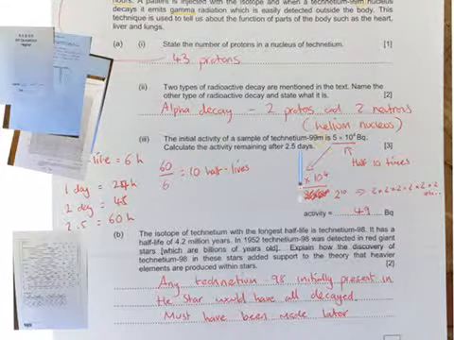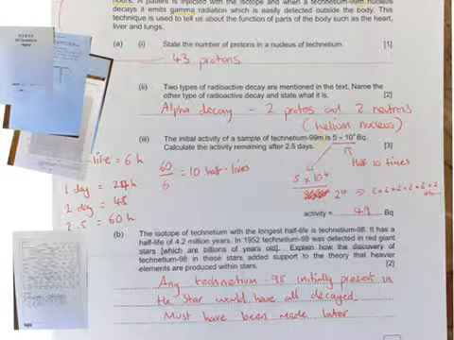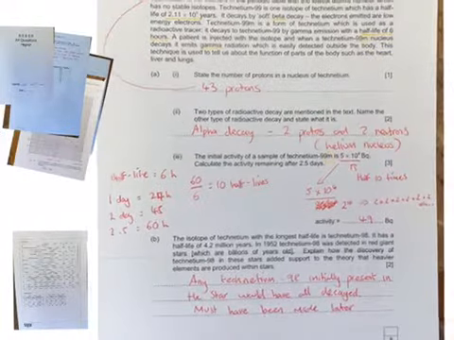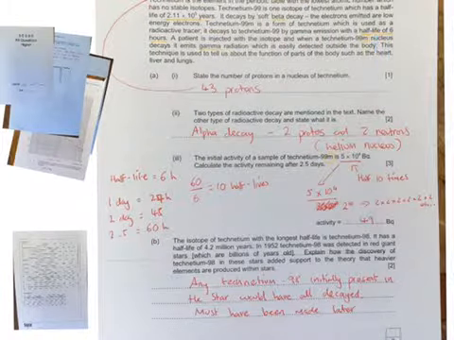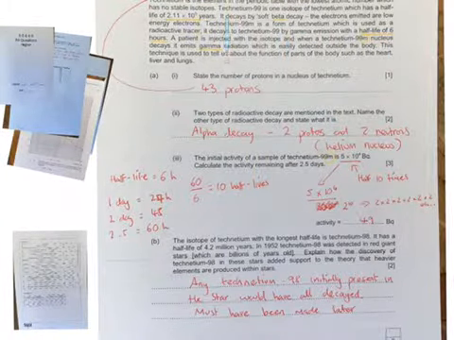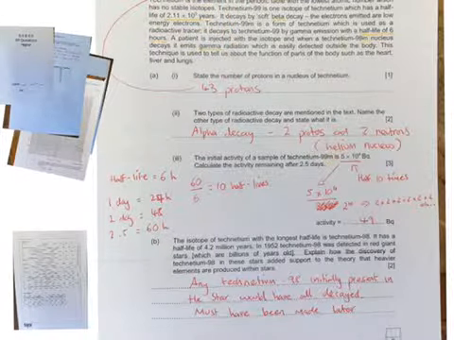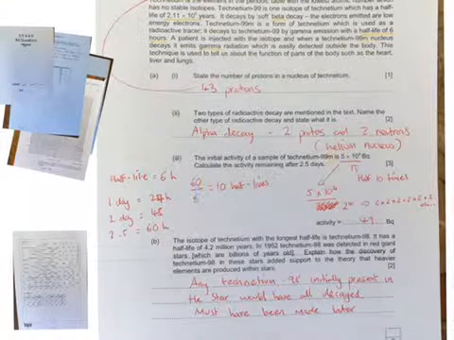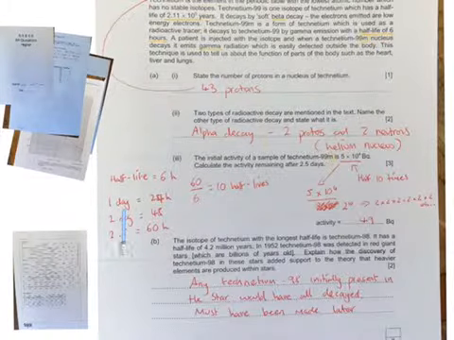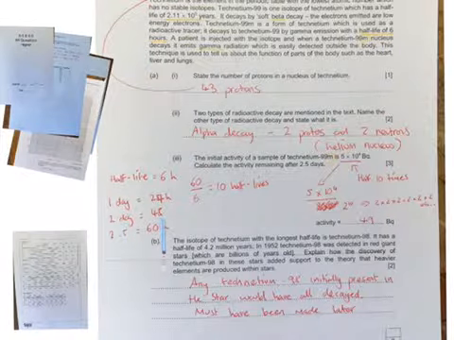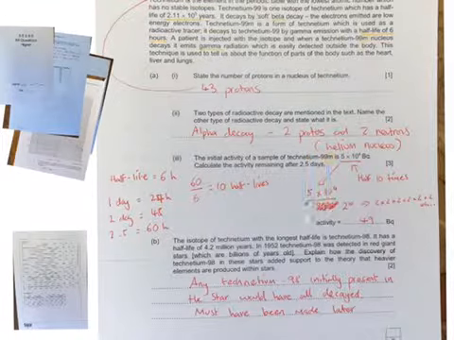Calculate the activity remaining after 2.5 days. Well, it's got a half-life of 6 hours, it says there. So I've got all this information. Remember, if you can't find the information, always go back. It's probably going to be somewhere. And I need to see now how many hours I've got in 2.5 days first, because I'm dealing with hours here. So I've said 1 day equals 24. 2 days equals 48. So 2.5 days equals 60 hours. So I've worked out how many hours I've got in 2.5 days.